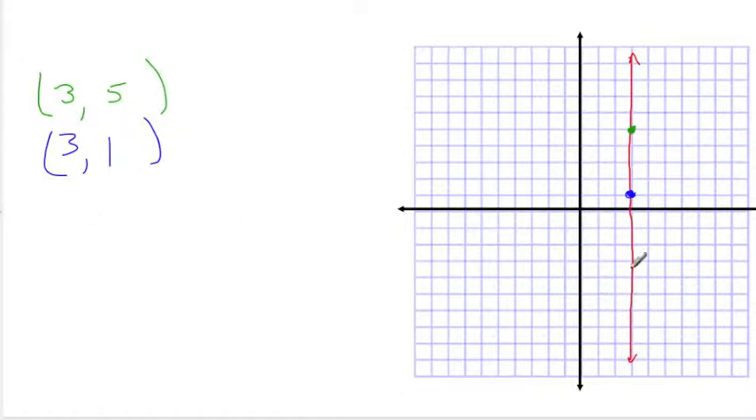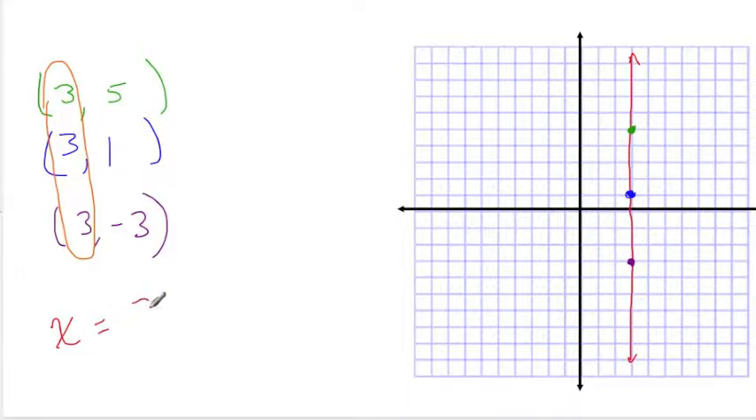Let's find the coordinates of this point. This will be to the right 3 and down 3, so it's going to be (3, -3). What are we noticing about every single one of these points on the line? What's the same about them? The x-coordinates are always the same. And what are the x-coordinates? They're 3. So if I wanted to write an equation for this line, I'm noticing that the rule that I have to follow is that x has to equal 3.